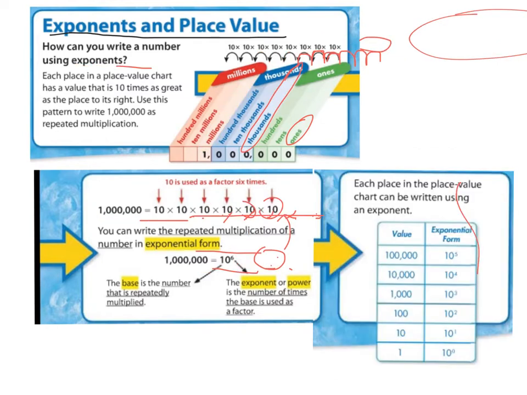So let's move this box now. Right here it's showing us that 1 can also be written in exponential form as 10 to the 0 power. And 10 can be written as 10 to the 1st power, because that means there's 1 ten. 100 can be written as 10 to the 2nd power, which is the same as 10 times 10. 1,000 can be written as 10 to the 3rd power, which is 10 times 10 times 10, and so on all the way up to there.